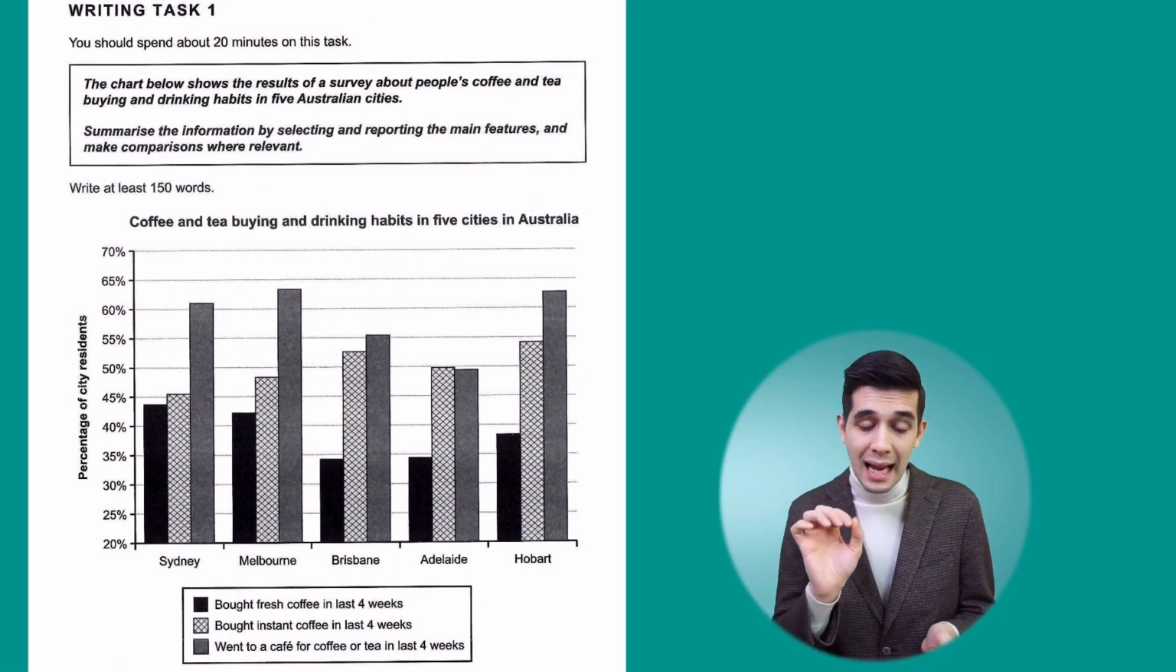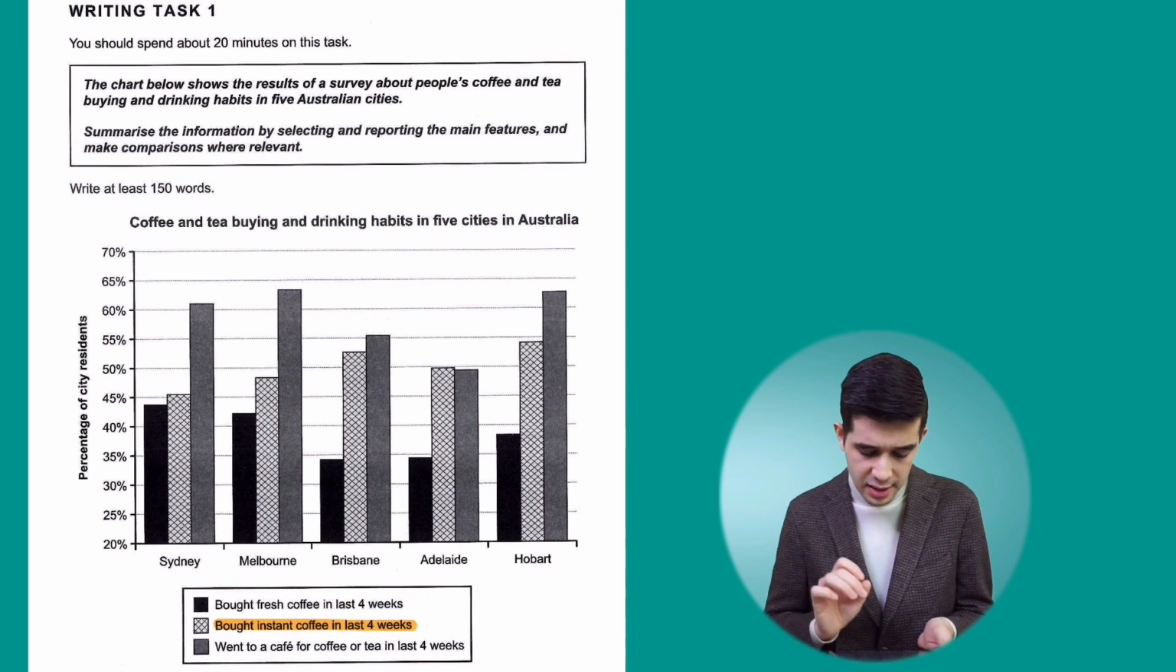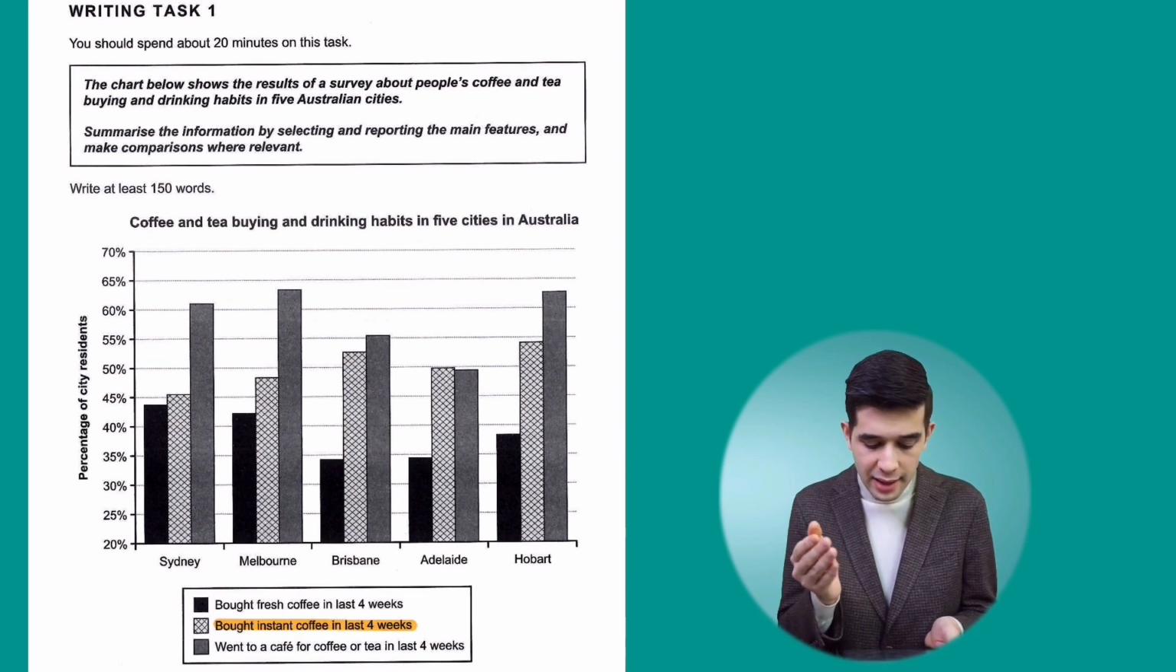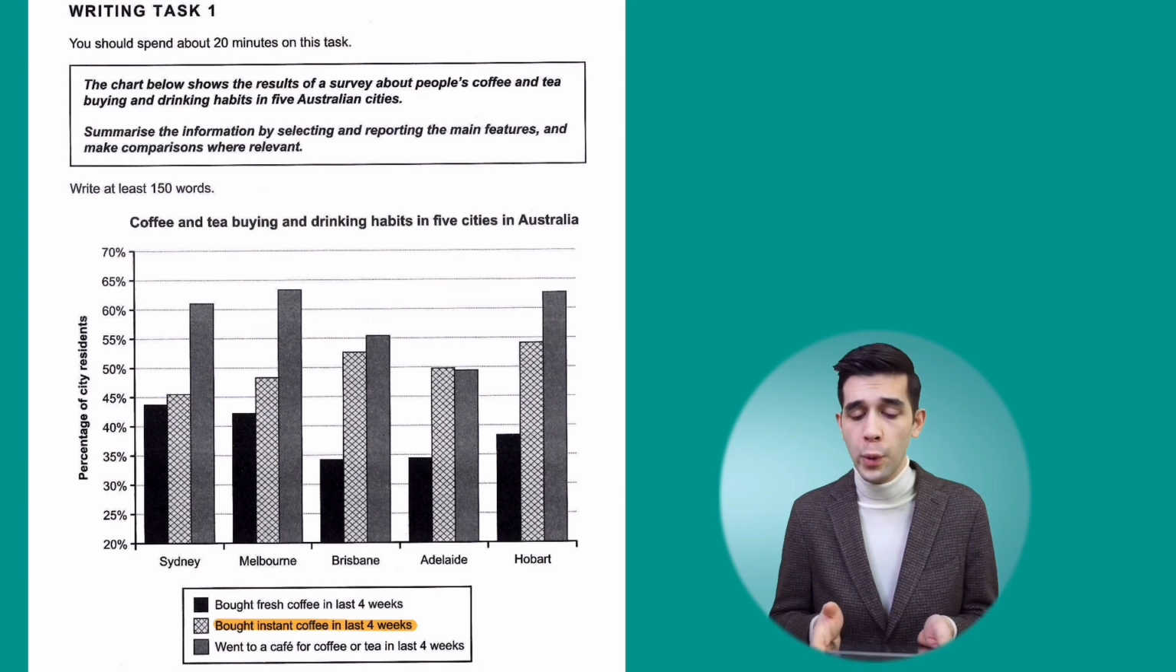Now, let's continue. Now, we're going to start with the second item on the category list, which is those who bought instant coffee in the last 4 weeks.